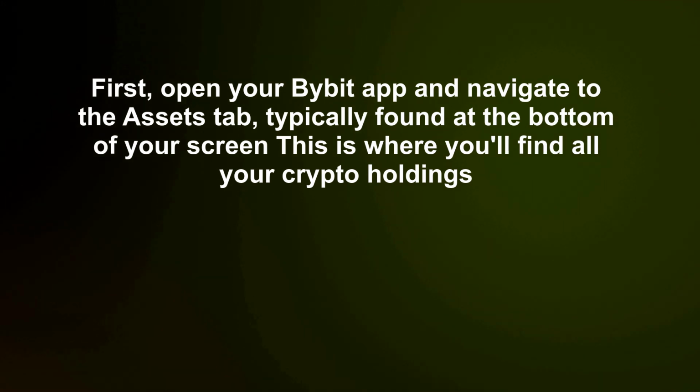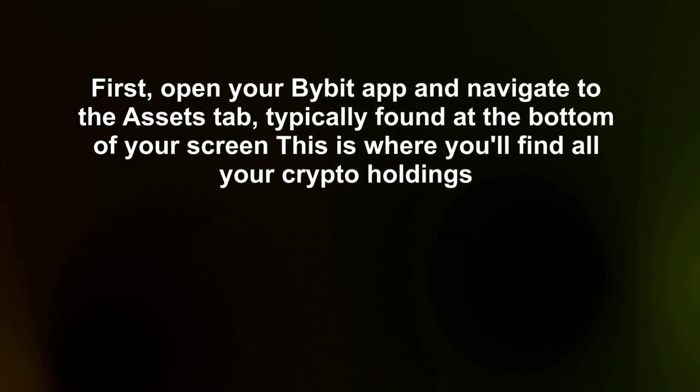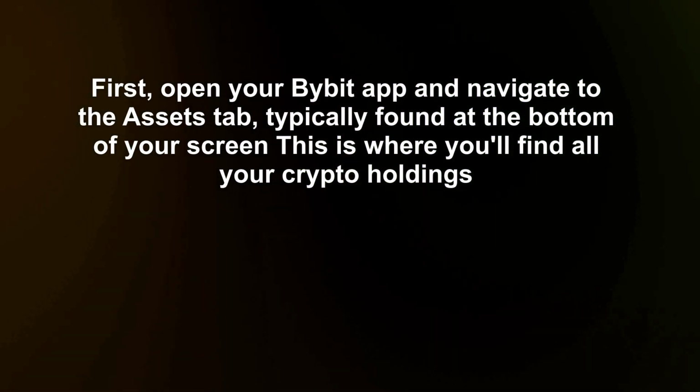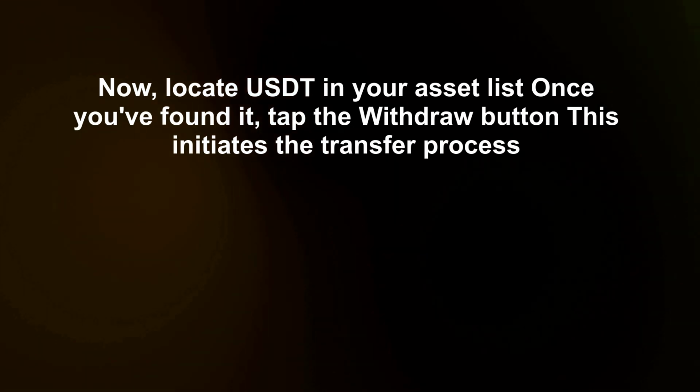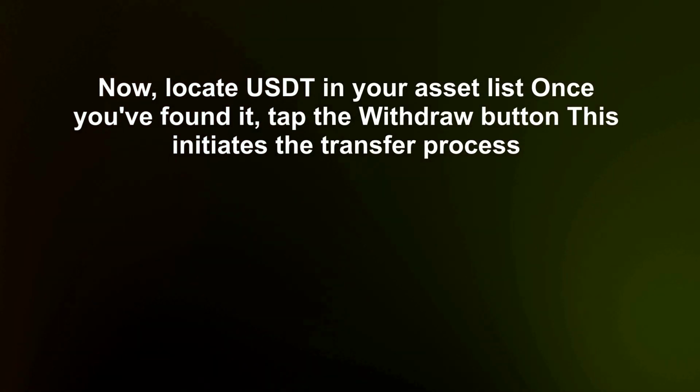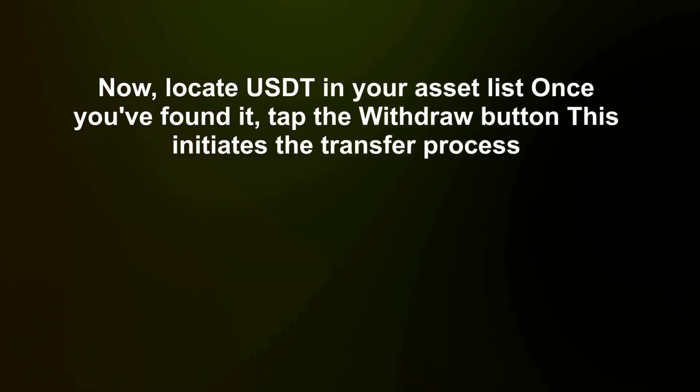First, open your Bybit app and navigate to the Assets tab, typically found at the bottom of your screen. This is where you'll find all your crypto holdings. Now, locate USDT in your asset list. Once you've found it, tap the Withdraw button. This initiates the transfer process.